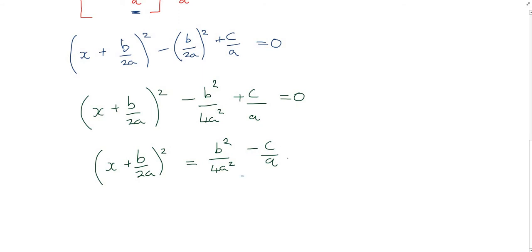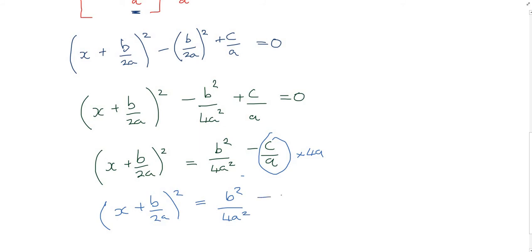So to do that, we need to multiply this term here by 4a on both sides. So that's going to give us (x + b/2a)² equals b²/4a² minus 4ac/4a². Okay, and then we can just quickly write this right hand side together: b² minus 4ac over 4a².